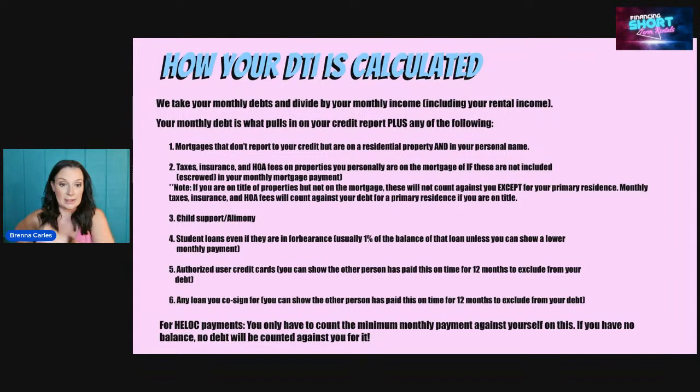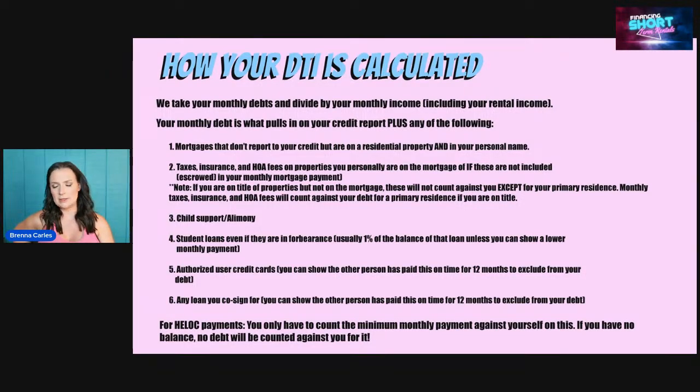If you are on title of properties, but not on the mortgage, these will not count against your debt except for your primary residence. Monthly taxes, insurance, and HOA fees will count against your monthly debt-to-income ratio for a primary residence. So let's say you fill out an application with me, you put that you own the property, your primary residence, but your name's not on the mortgage, that's fine. The mortgage doesn't count against you, but we do have to count those yearly, which convert to monthly, taxes, insurance, and HOA fees against you only on your primary.